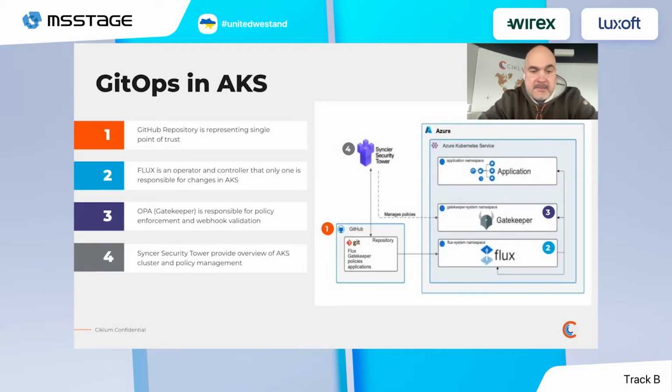Second, Flux. Flux is a GitOps operator and controller, and it's the only component that can make changes to the cluster. Flux pulls cluster desired state changes from GitHub and syncs them into AKS. So, Flux pulls desired changes from GitHub, detects any configuration drifts, reconciles the state in the Kubernetes cluster, manages Gatekeeper and applications, and updates itself.